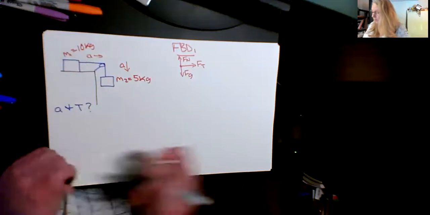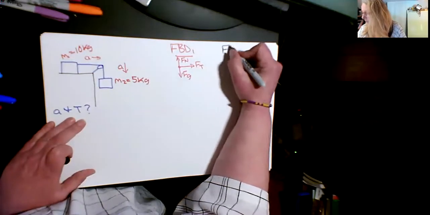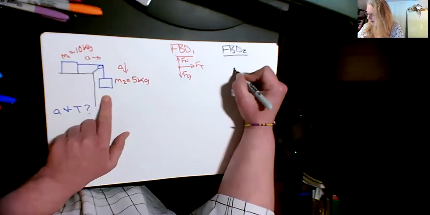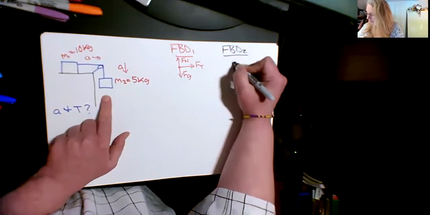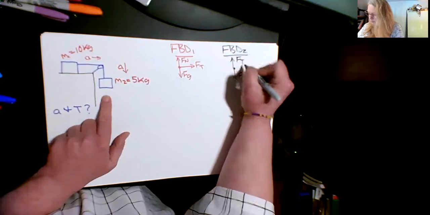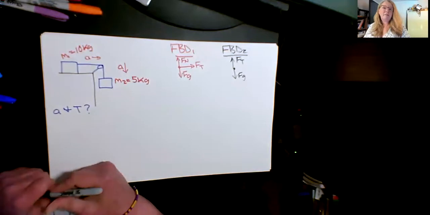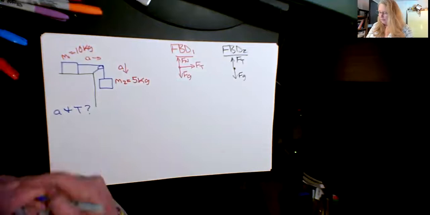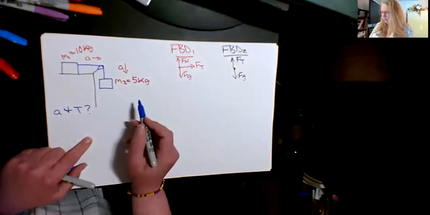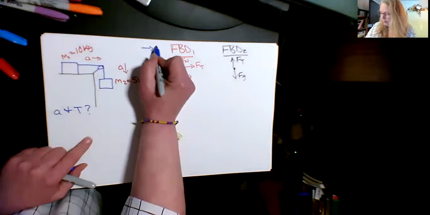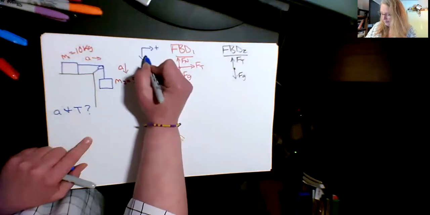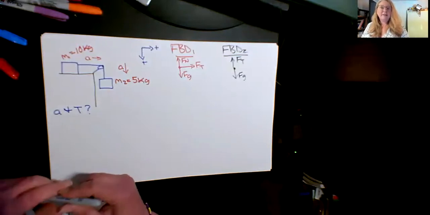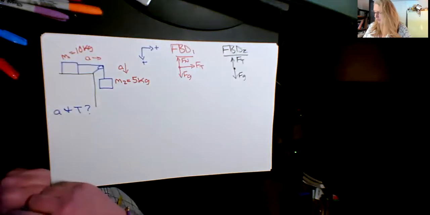For fun, though, let's go ahead and write out our free body diagram number 2. And on this one, in the Y, I have my force of gravity down and my force of tension up. And that's it. So this one is really important to define my axes. I'm going to say to the right is positive and down is positive.